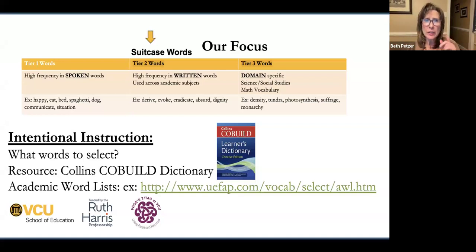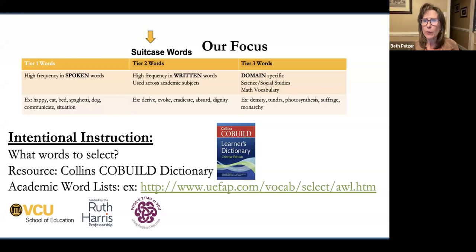But at New Community, we're teaching the suitcase words, the tier 2, but we're also using the instructional routines that I'll be talking about tonight with tier 3 words as well. Words like medieval in world history, or cranium in health, and photosynthesis in science. There's so many words to teach. We can't teach them all, but we can be thoughtful in choosing the tier 2 words.